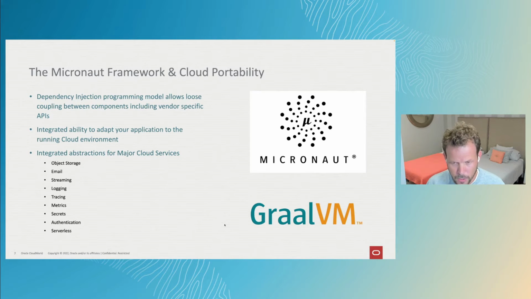First of all is the programming model, which is based on dependency injection and inversion of control. This kind of loose coupling between components that dependency injection promotes allows your components within your application to be easily swapped out and changed at runtime, and thus allowing the level of customizability needed that is often required when you move from one cloud to another.